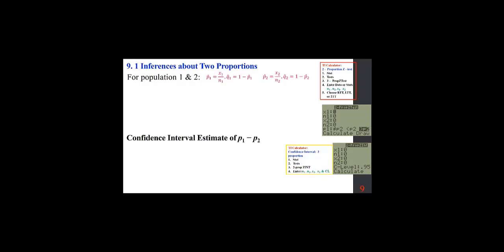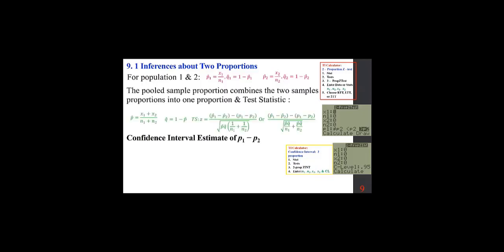So whatever we have learned for one sample, it works for two. And to distinguish between the two, we give them a subscript: subscript 1 for the first one, subscript 2 for the second one. And so the pooled sample proportion combines the two sample proportions into one proportion and is used for the test statistic. What do we mean by that?